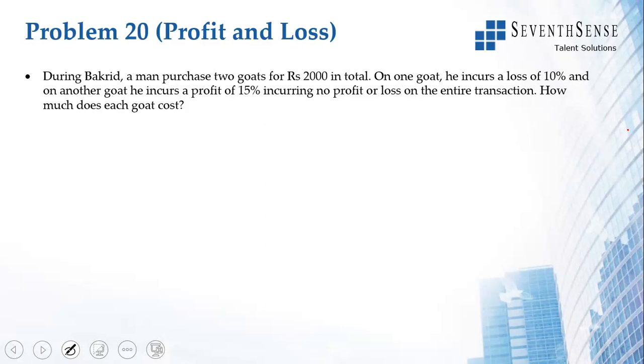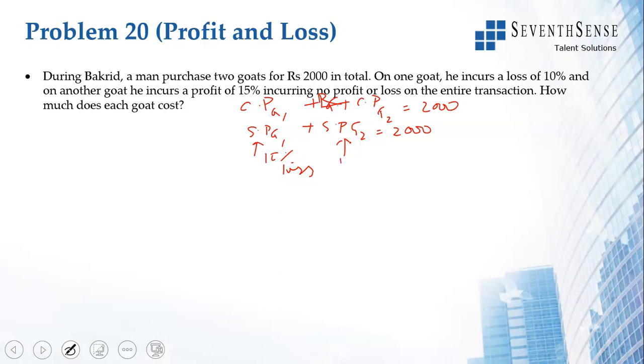See, totally, the cost price of goat 1 plus the cost price of goat 2 is 2000. Then the selling price of goat 1 plus the selling price of goat 2 is also 2000. That is what it says. Now, on one of these goats, let us say he has incurred a 10% loss, and on the other he has incurred a 15% profit. On one goat he has incurred a loss, and on the other a profit, so that overall he has not made any profit or loss on the transaction.